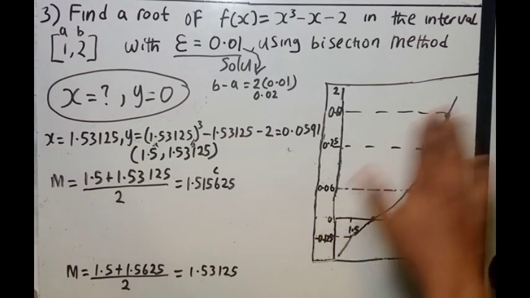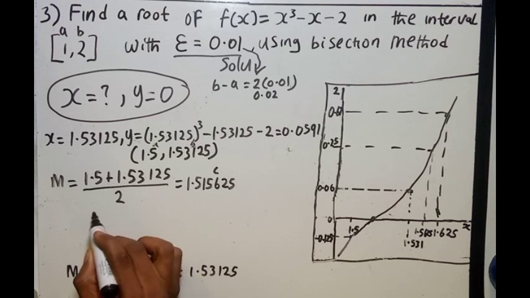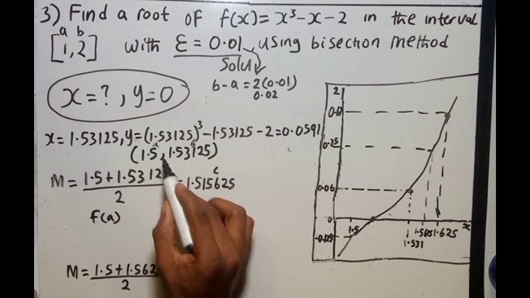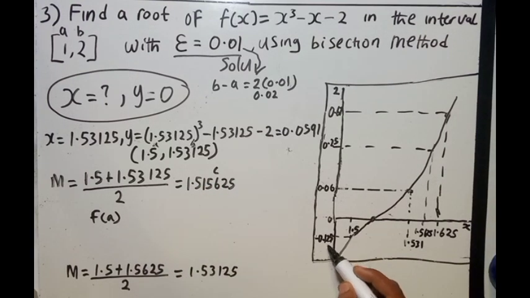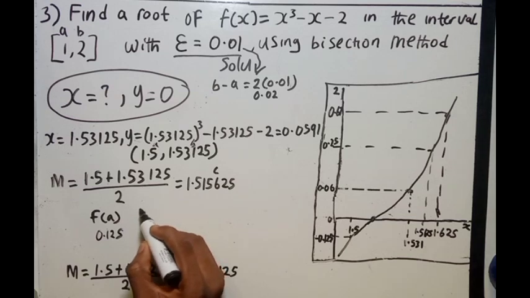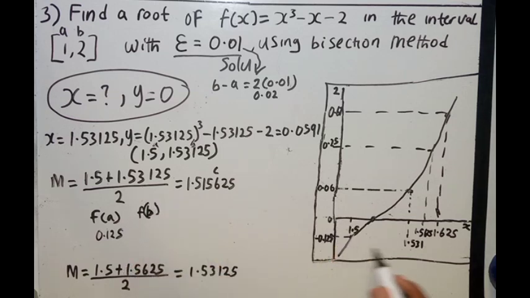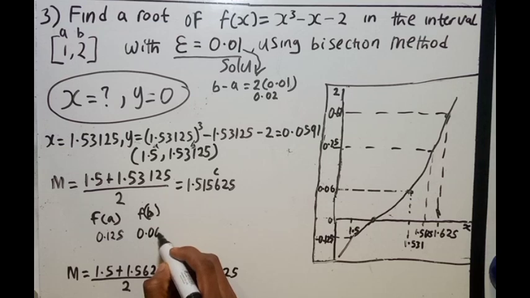So in case you don't want to be drawing this, what you simply do is you ask yourself, what is f of A? And we have gotten that earlier. We have gotten what f of a is, which is minus 0.25. Ask yourself, what is f of b? Our b here is approximately 0.06.